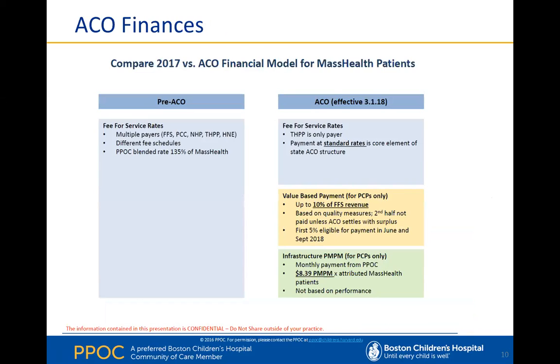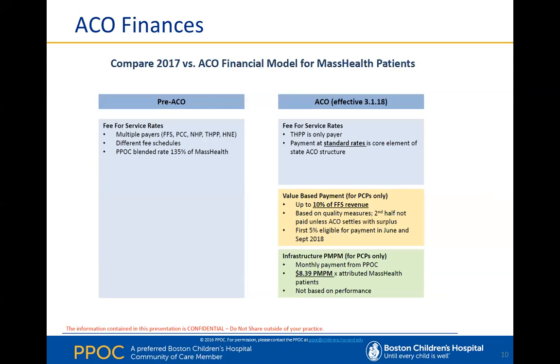Okay, so this is a very small piece of the ACO finances, but I just wanted to draw our attention to, as you know, pre-ACO, practices had multiple payers. They could have been fee-for-service, PCC, Neighborhood Health Plan, Tufts, Health New England. All of those providers were on different fee schedules. As of March of 2018, for us at the PPOC, Tufts Public is our only ACO payer. Those rates are paid at standard rates, MassHealth standard rates. Many of you know that the MassHealth standard rates were a lot less than the previous MCO rates through the state.